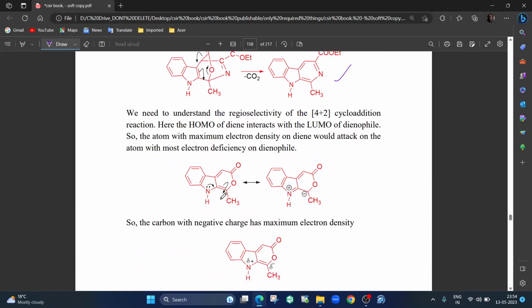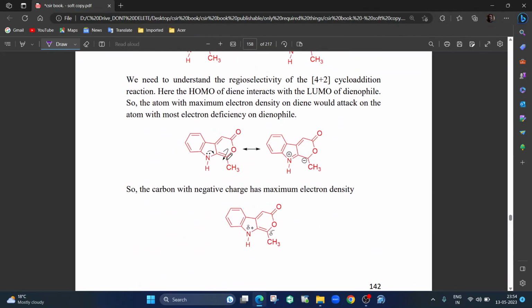So if you see here, between this and this, which one has more negative charge? Between this carbon and this carbon, which one has more negative charge? So this is next to nitrogen, nitrogen donates electrons, so it gets negative charge. So clearly this is where more negative polarity is there, so the first attack occurs from this on the electrophile. This determines the regioselectivity from the diene part.